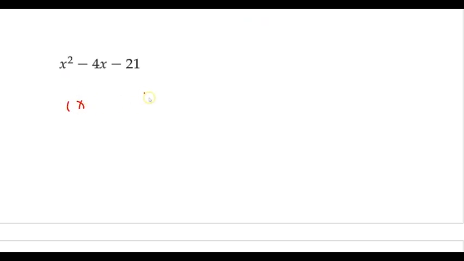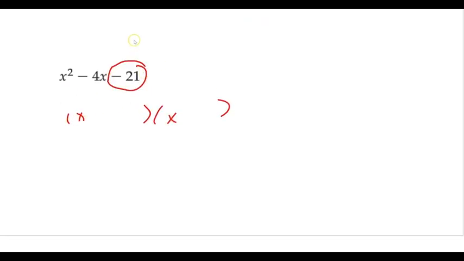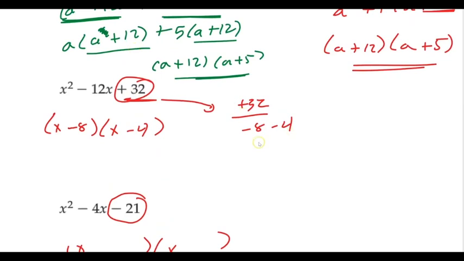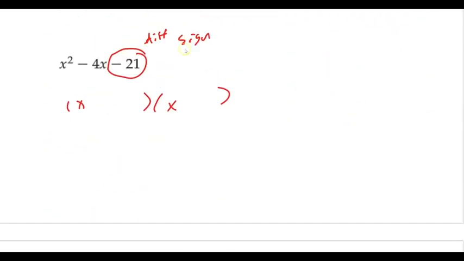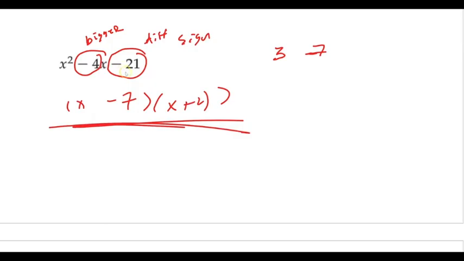This is an x. It's a negative 21, so it means that they'd be different signs. Here's a little trick. If it's positive, it's the same sign. If it's negative, that'd be different signs. I need two things that multiply to get 21, but add to get 4. That's 3 and 7. How do you know which one's negative? Look at the middle one. Whatever sign it has is the sign of the bigger number. In this case, I know 7 has to be negative, because negative 7 plus 3 gets me negative 4. With different signs, how do you know which one is the bigger number? Just look at the middle one. Anyway, that's how you factor the basic ones.